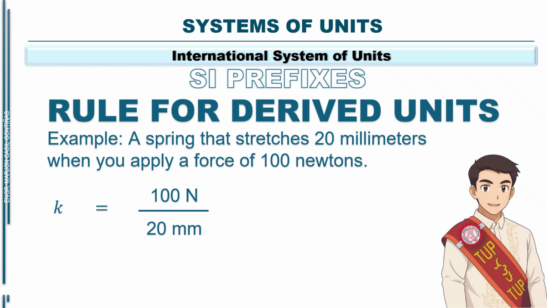But hold on, you can't leave it like that. We have to convert millimeters into meters first. We know that 20 millimeters is equal to 0.020 meter. So now, spring constant is equal to 100 newtons per 0.020 meter. Simplify 100 divided by 0.020, we get 5,000 newtons per meter. Or, if you want to simplify with a prefix in the numerator, spring constant is equal to 5 kilonewtons per meter. That's correct. But you should never write it as 5 newtons per millimeter, even if the math seems easier. That breaks the SI unit rule.